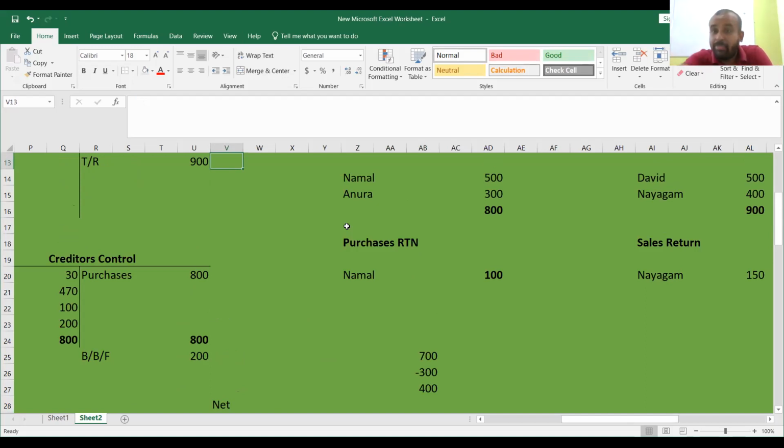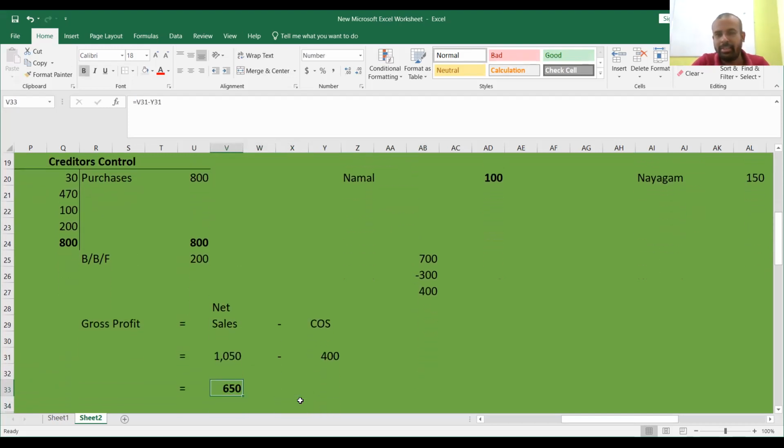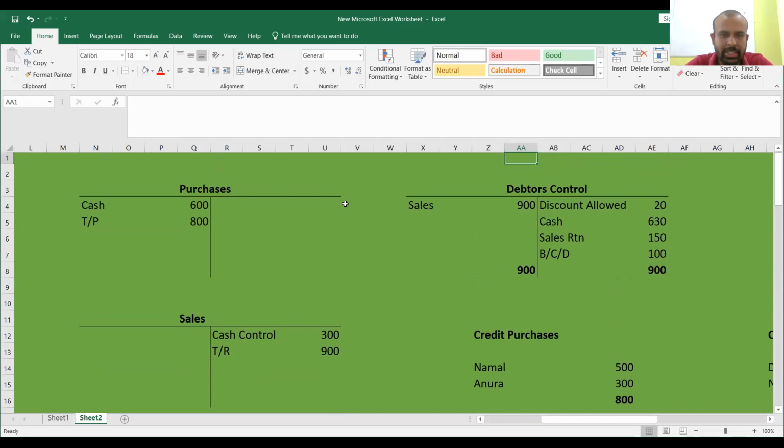Sold only 400. That 400 you sold for 1,050,000. Then your gross profit is 650. Right. Okay, that is the end of this particular question. This is the 2007 control accounts question. That is 2007. Right. So there's a small correction here.